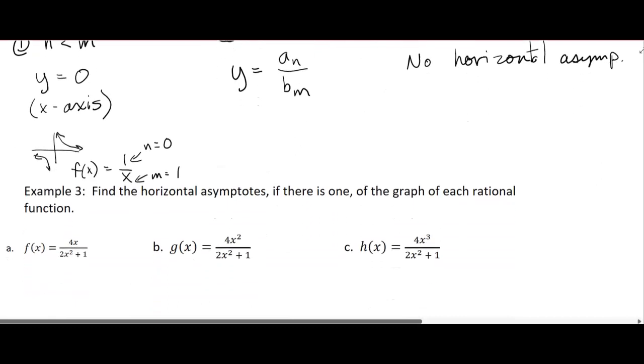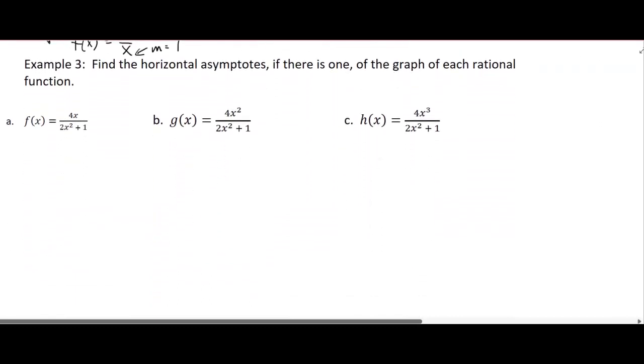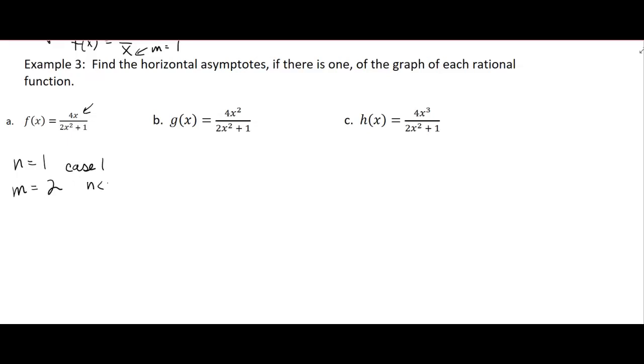Okay, so find the horizontal asymptotes, if there is one, of the graph of each rational function. So you're looking at the degrees. What's the degree here? n is 1, m is 2. So that's case 1, where n is less than m. So then you have to look and say, okay, well, what was that? And it was y equals 0. That's the horizontal asymptote. Okay, so find the horizontal asymptote. We found it. It was the first case.